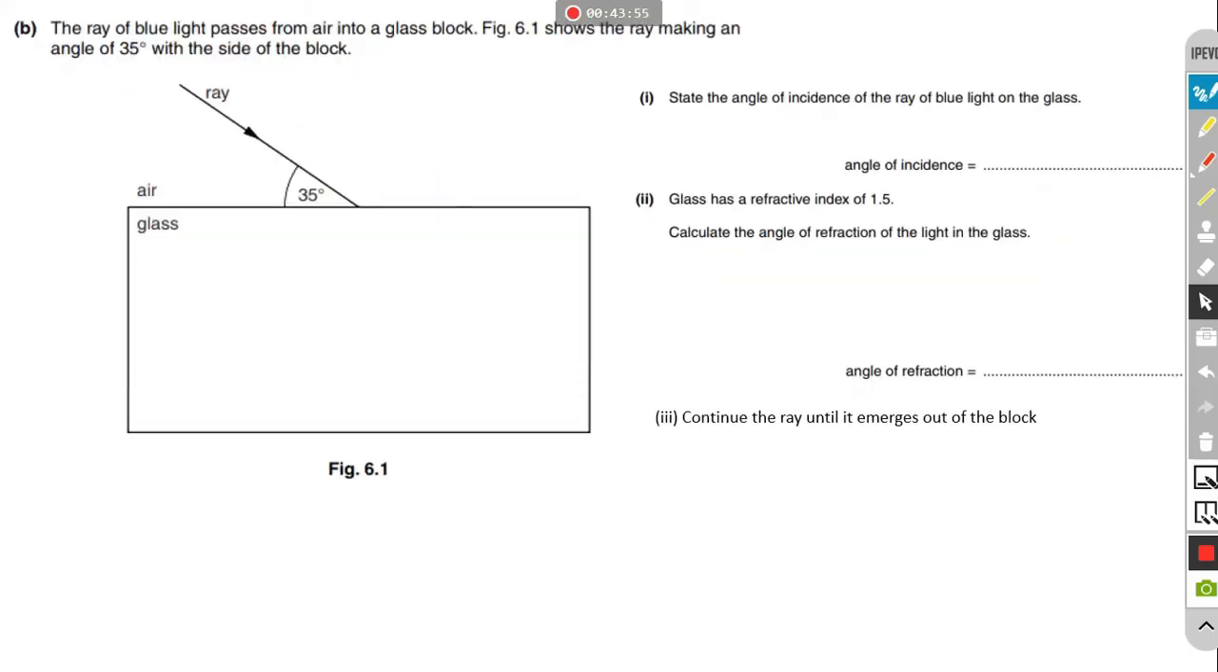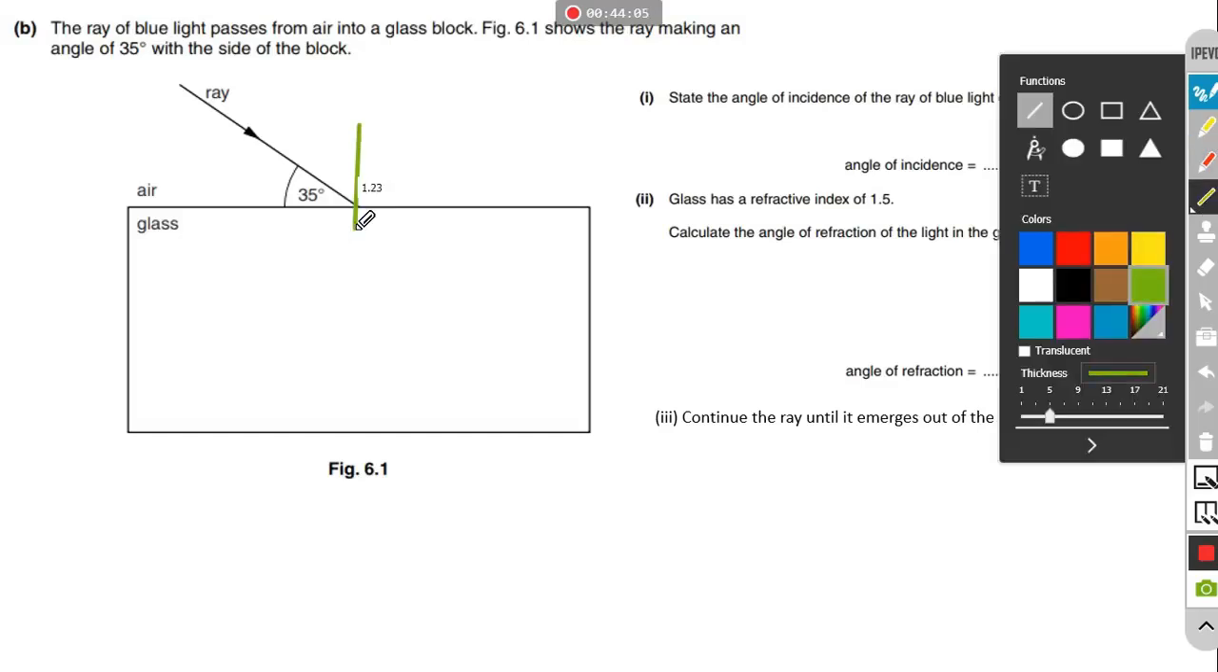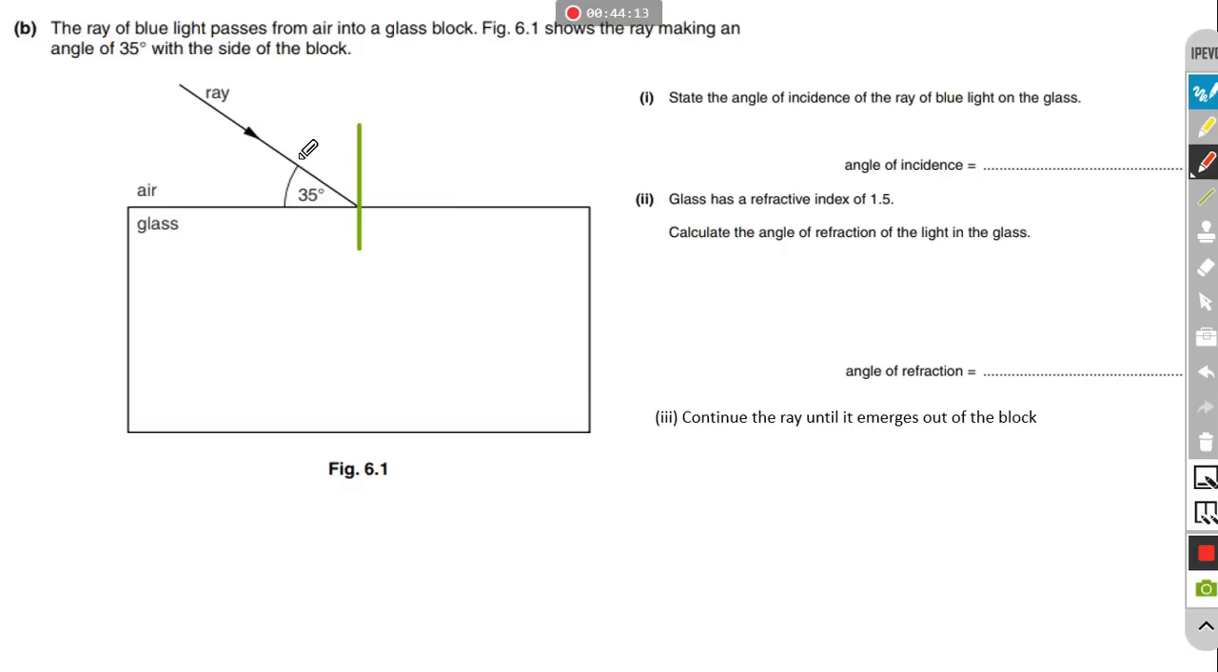So in this example, we have to do it. And from here, we want to first find the angle of incidence. We know definitely the angle of incidence is from the normal line. So therefore, the angle of incidence is 90 minus 35, which would be 55 degrees. So this is the angle of incidence. That's the normal line. And they said the glass has a refractive index of 1.5.